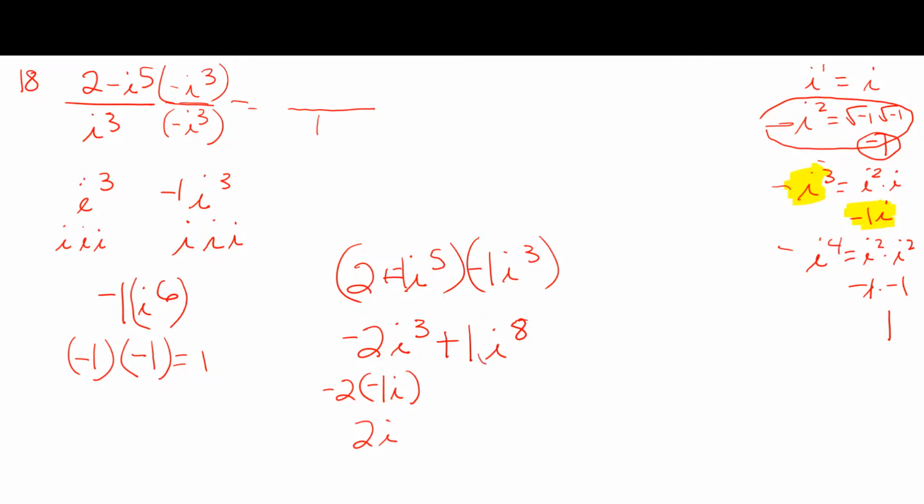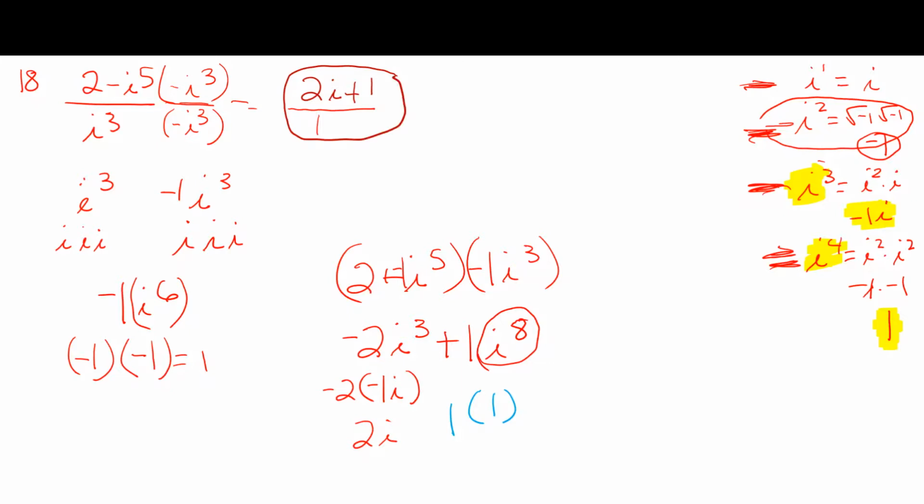So let's look at i to the eighth. To find it, we're going to go 1, 2, 3, 4, 5, 6, 7, 8. So i to the fourth is equal to 1, so what we really have is 1 times 1, which is 1. So our final answer is going to be 2i plus 1. All right, so there's your final answer for that one.